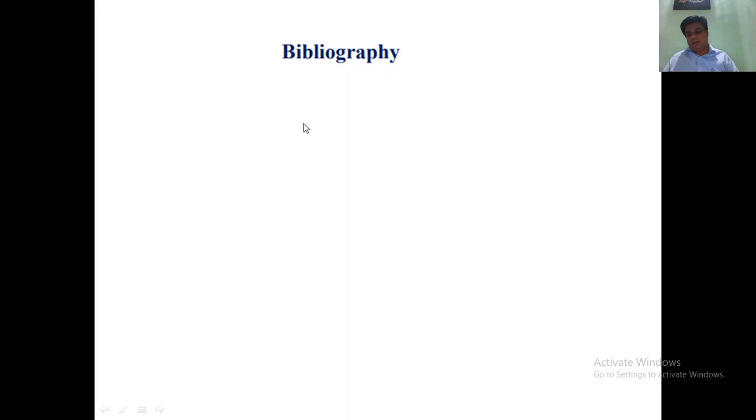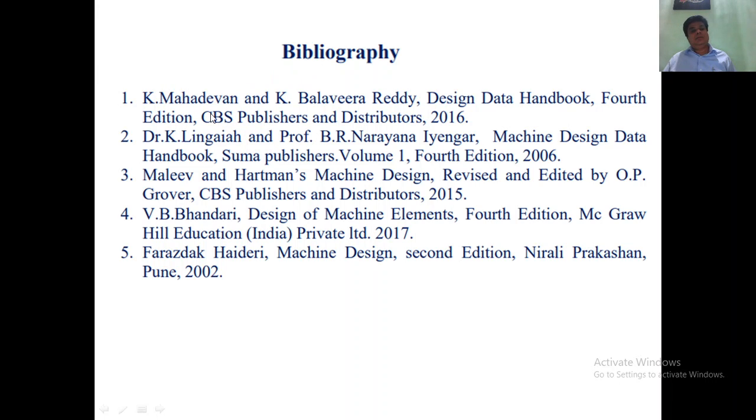We have referred to different textbooks for understanding this particular design of power screws, and we used design data handbooks: Mahadevan and Balaveera Reddy, Dr. Lingaiah and Narayana Iyengar. These are the data handbooks we can use. Some textbooks are authored by Maleev and Hartman, and we have V.B. Bhandari also, and we have Prasad Khurmi. Different textbooks and different data handbooks are available, and all the data is taken from these books.